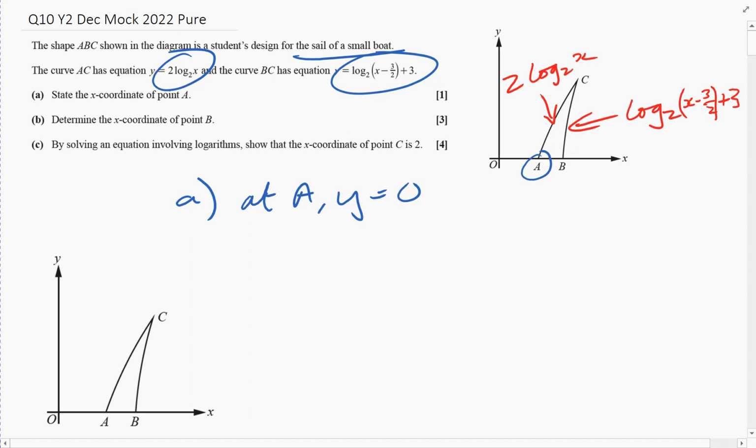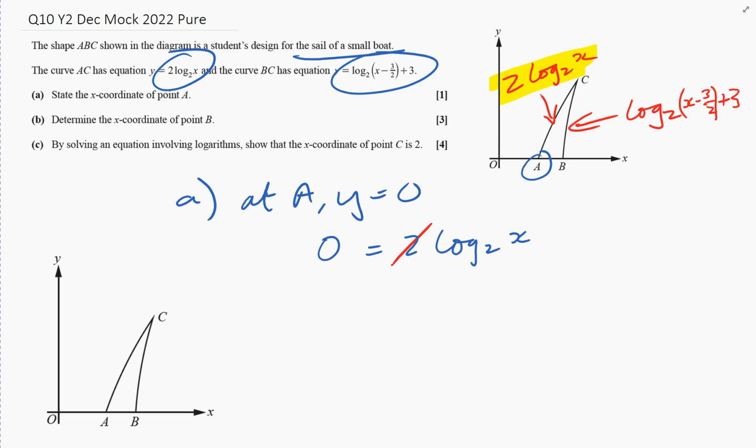So at the point A, we put y equals 0 for this curve, and so 0 equals 2 log 2 of x. You could divide both sides by 2, but that's just going to go. So 2 to the power of 0 equals x, and so x equals 1.